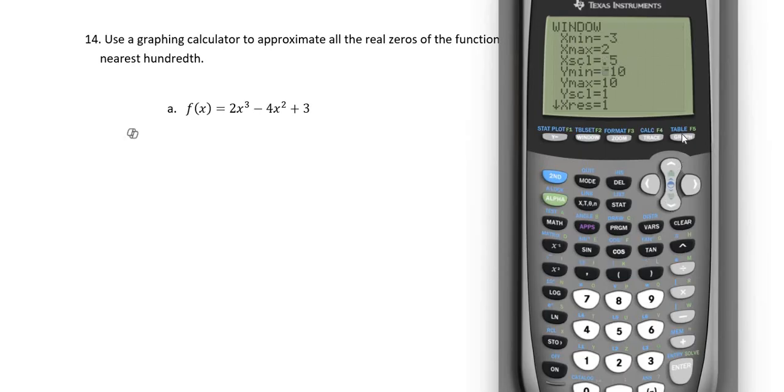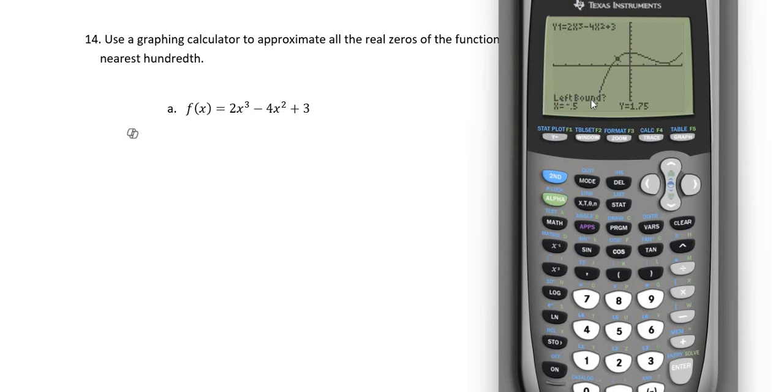And let's see if that graph's a little bit easier to read. And it is. So I want to find this 0. I'm going to hit second trace, will take me to my calc button. And I want to find the 0, so that's option 2. Press enter. And notice my cursor is here flashing.